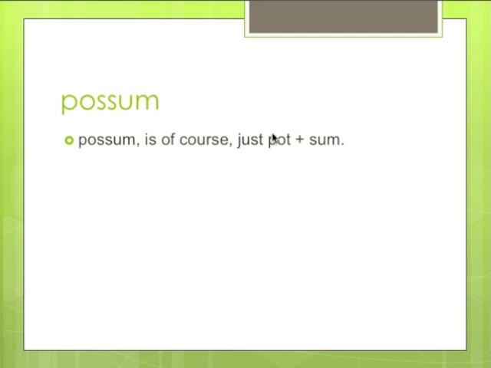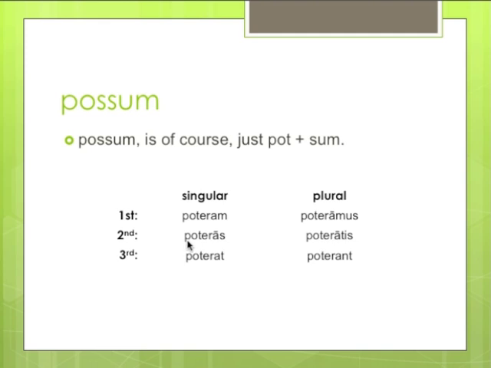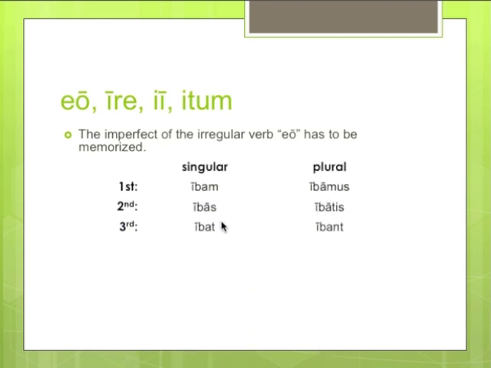Possum is, of course, just pot plus sum, so it's simply going to be pot plus the forms of sum. So we get poteram, poteras, poterat, poteramus, poteratis, poterant. And eo, ire, ii, itum is an irregular verb, and it simply has to be memorized. And that goes ibam, ibas, ibat, ibamus, ibatis, ibant.